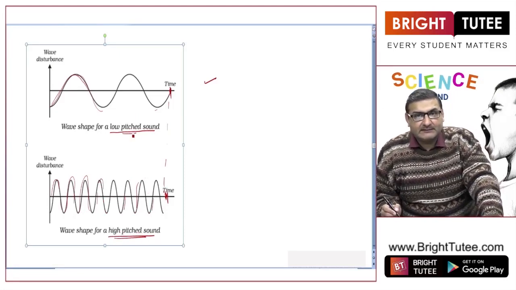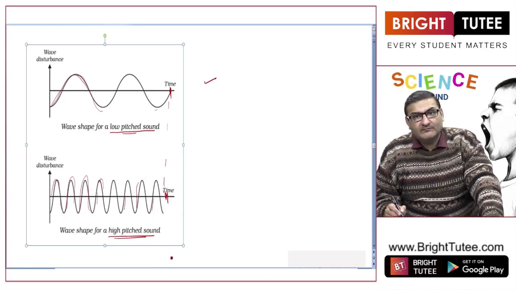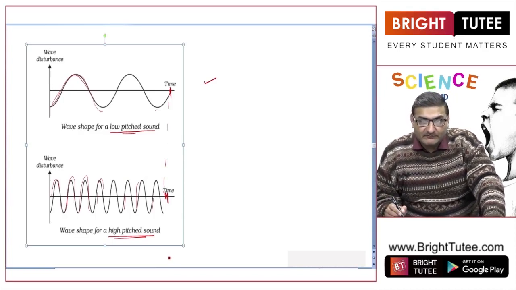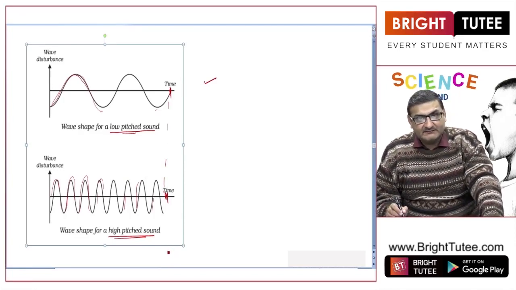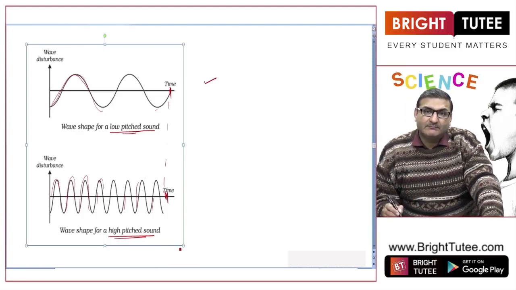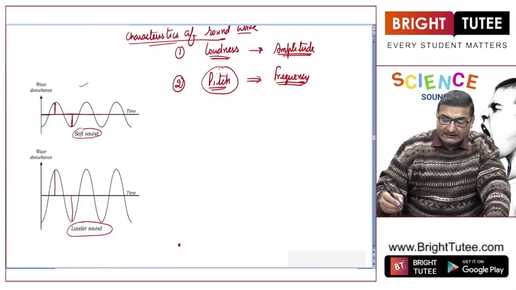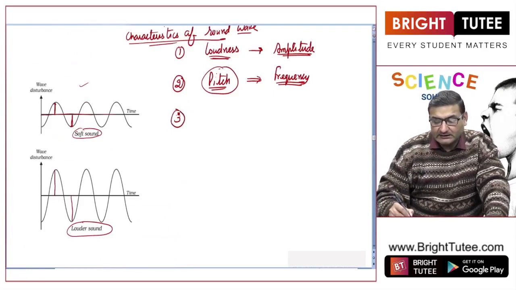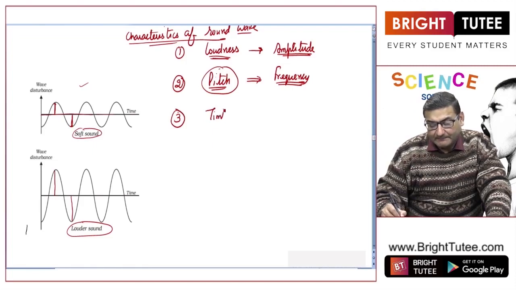That means the pitch is directly proportional to the frequency. The more the frequency, the higher the pitch will be. In other words, the more the number of waves produced per second, the higher will be the pitch. Got it? Fine.